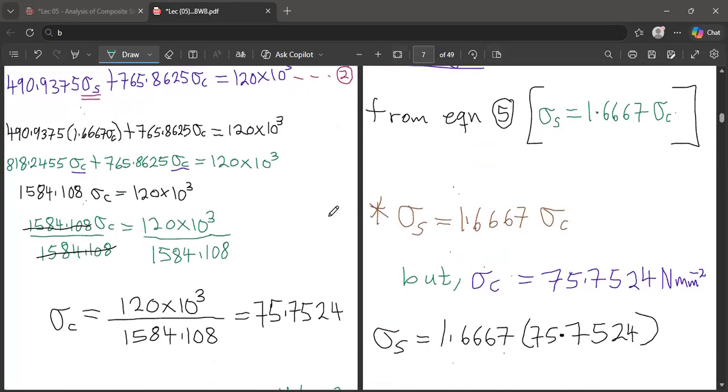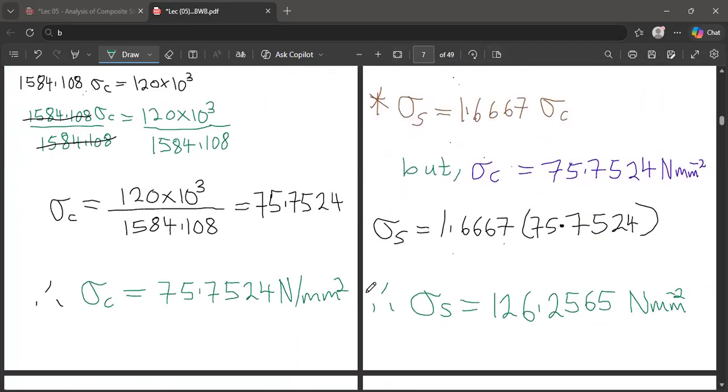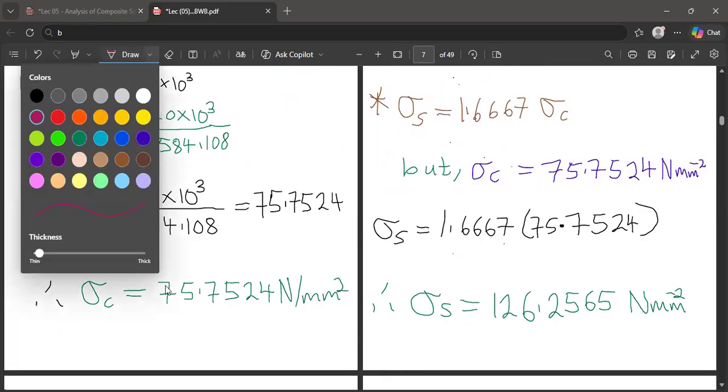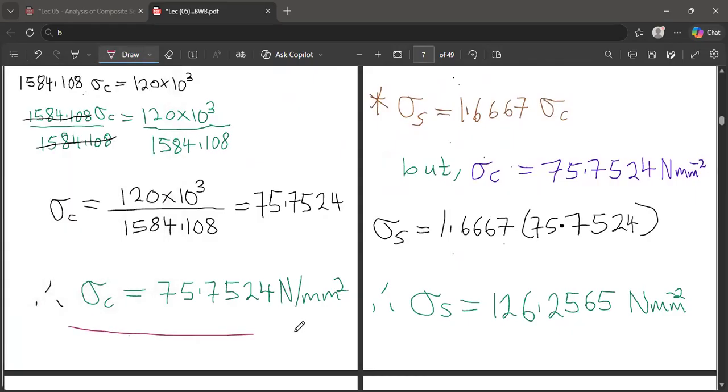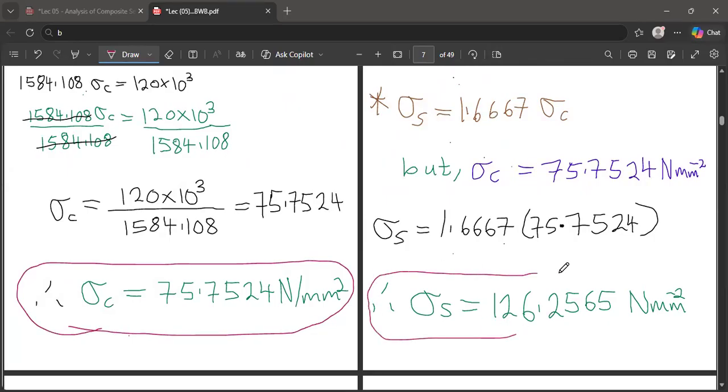Let's compare our answers to the standard. So you see, these are the answers we were getting. For the stress in the copper tube, we had 75.7524 Newton per millimeter squared. And for the stress in the steel rod, we had 126.2565 Newton per millimeter squared.